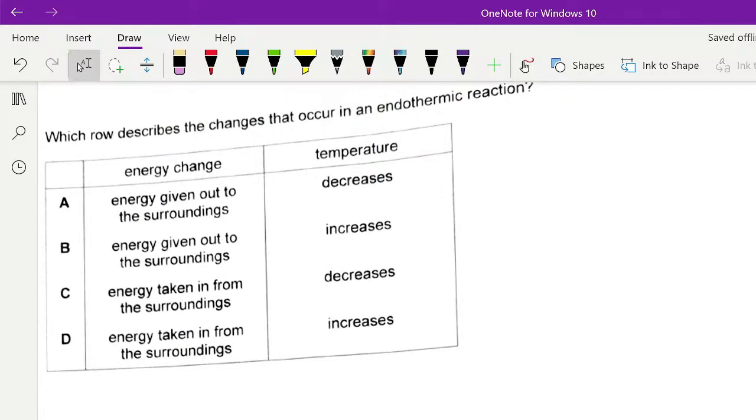Sorry, the quality of this question is not so good because I took it from the unpublished paper of March 2022. Which row describes the changes that occur in an endothermic reaction? Endothermic, again, means energy is taken in from the surrounding, and temperature decreases. The temperature that we measure is always the temperature of the surrounding. It's not the temperature of the system.